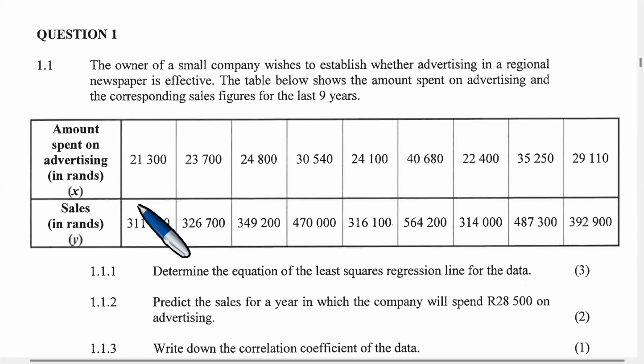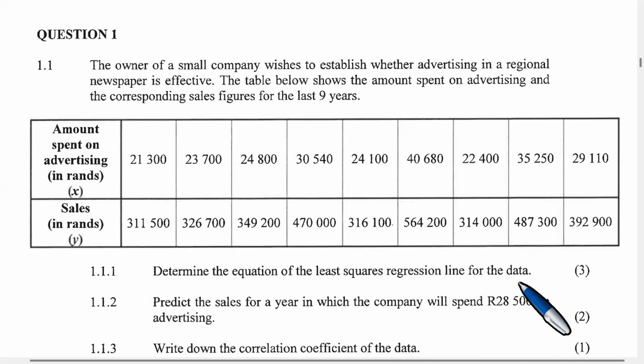Right, question one. The owner of a small company wishes to establish whether advertising in a regional newspaper is effective. The table below shows the amount spent on advertising and the corresponding sales figures for the last 9 years. Amount spent on advertising in rands, X, sales in rands, Y. You can see the 21,300, 311,500, and so on. Determine the equation of the least squares regression line for the data.